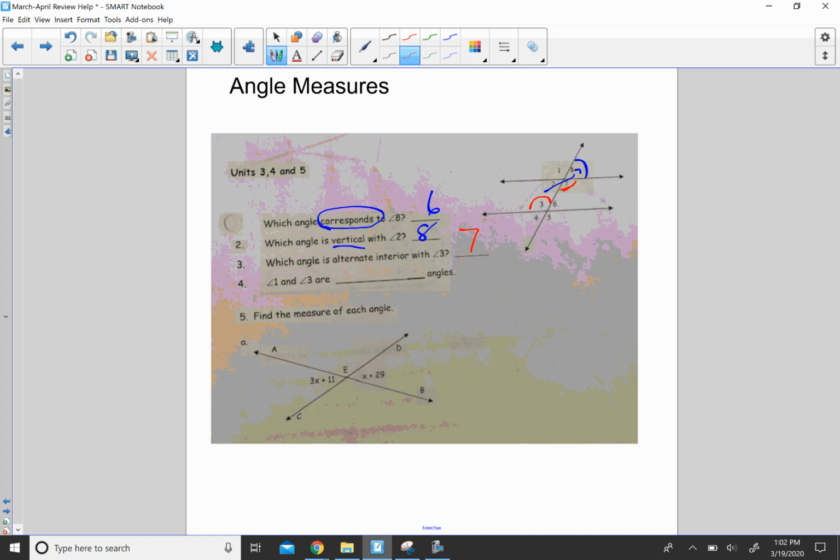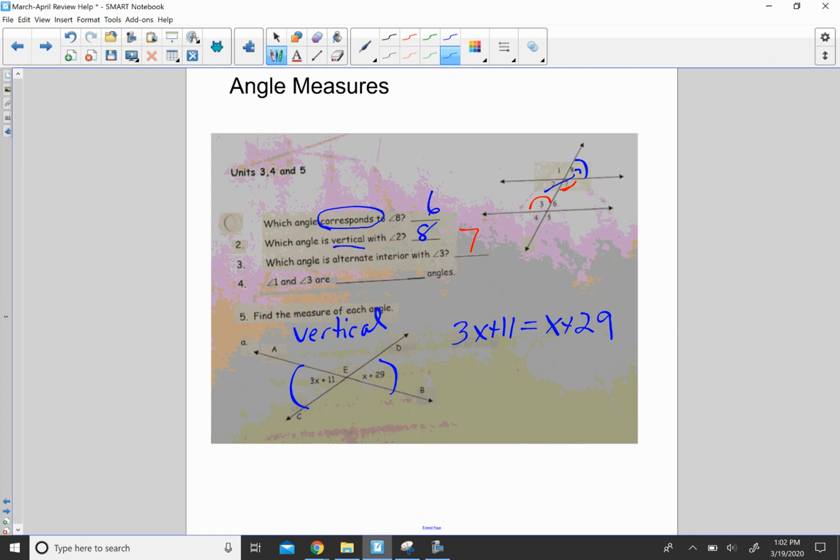This next set, which finishes on this page and onto the next page, you first have to identify the angle relationship, and then from there you can set up the equation. So for letter A here, if I look at these 2 angles, AEC, this angle right here, and DEB, this angle here, those are considered vertical angles. And vertical angles, like we talked about up here with 2 and 8, are like a reflection, a mirrored image. You're going to start by saying 3x plus 11 is the same as x plus 29.